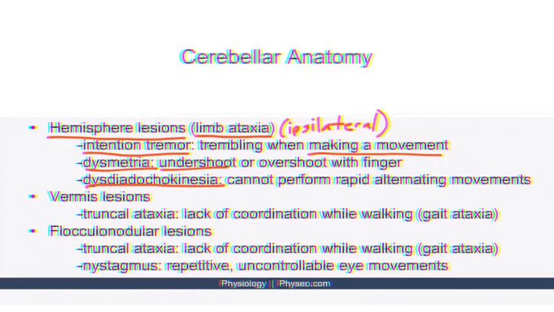Now, dysmetria is undershooting or overshooting with a finger. This can be tested when a clinician asks a patient to touch his or her finger with the patient's own finger. Sometimes they'll overshoot it or undershoot it, and this is called dysmetria.